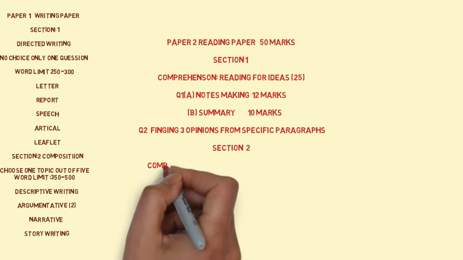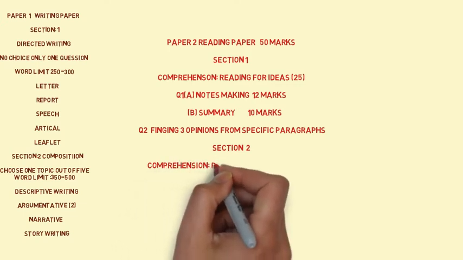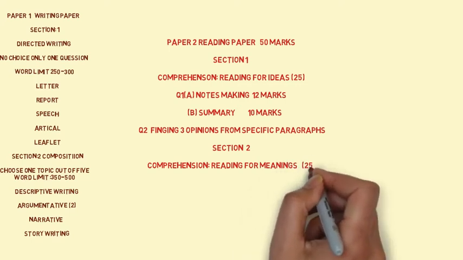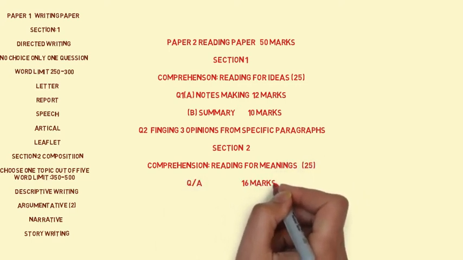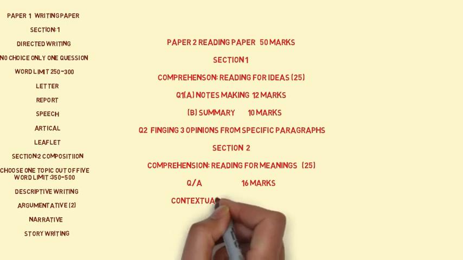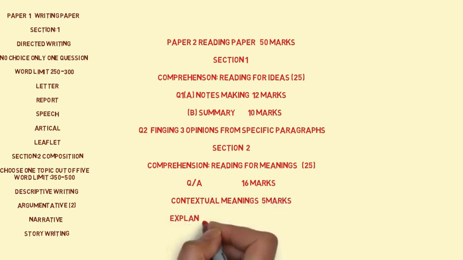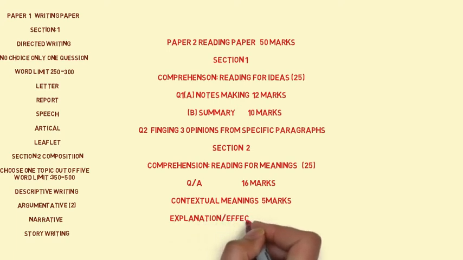Now section 2 is another comprehension, which is called reading for meanings, for 25 marks. Here you will be answering questions for 16 marks. You will be giving the contextual meaning for 5 marks, and then you will be explaining and giving the effects of given phrases for 4 marks. I'm sure that you are pretty clear about both types of papers.